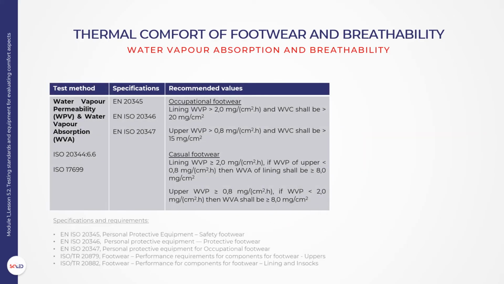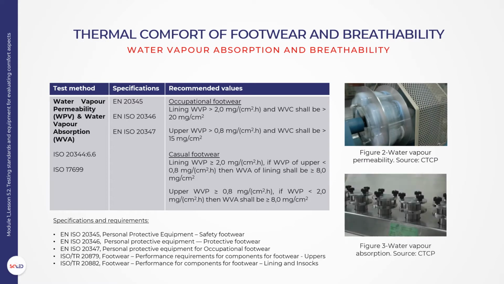The above values are the recommended values of water vapor permeability and water vapor absorption of lining and upper materials for occupational and casual footwear. The specifications can be found in the standards EN ISO 20345, EN ISO 20346 and EN ISO 20347 in the case of safety, protective and occupational footwear. The technical reports ISO TR 20879 and ISO TR 20882 describe the specifications of upper and lining material used in school, casual, cold weather, men and women's town, fashion and children footwear. For more information, please consult these standards and technical specifications.